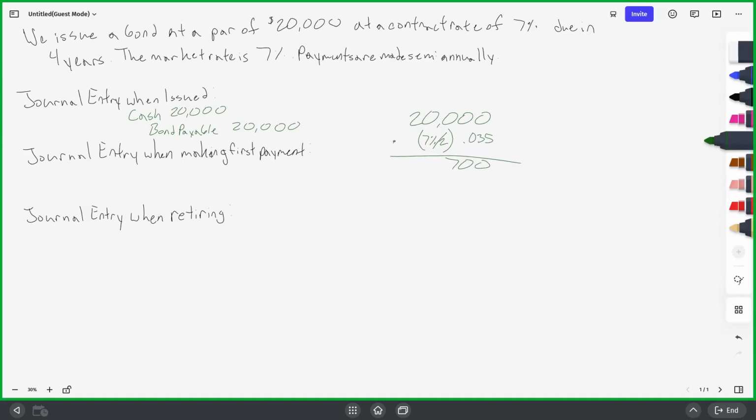So we got 700. How's that journal entry going to look? Interest expense 700, cash 700.